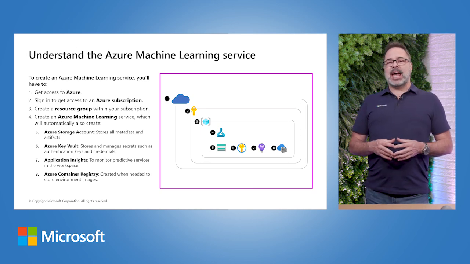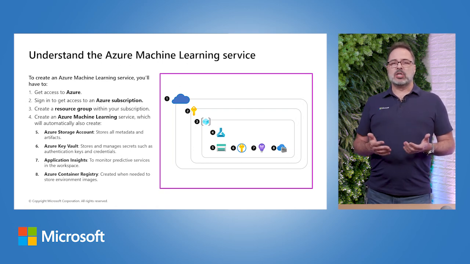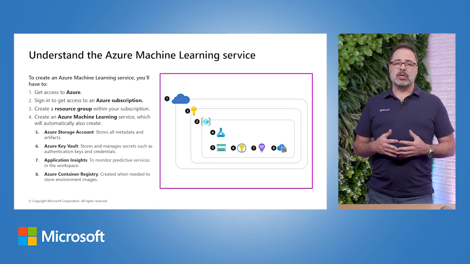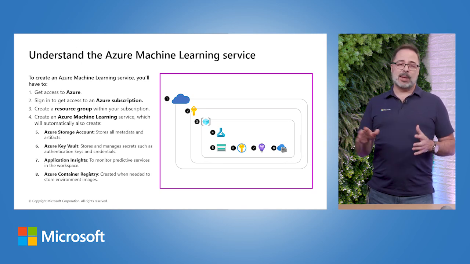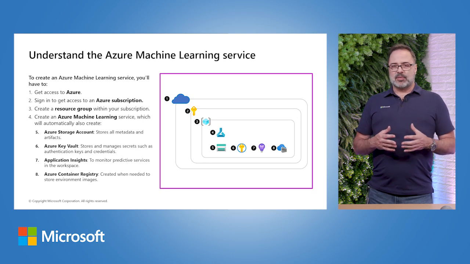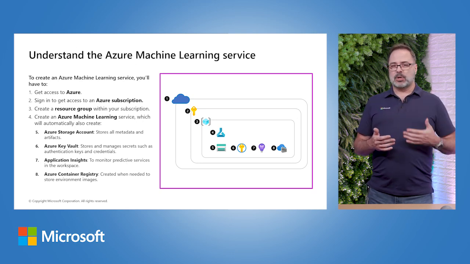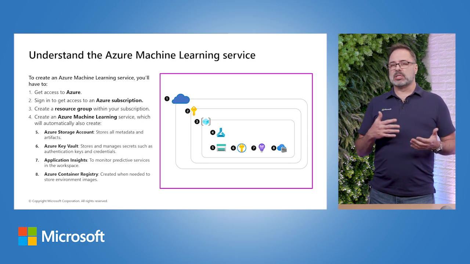We also need an Azure Key Vault. The Azure Key Vault service is used to store secrets, and it's a really common service that we use across Azure to store secrets for lots of other services and applications. With respect to the Azure Machine Learning service, the Azure Key Vault is used to store things like usernames and passwords and connection strings for data sources that we need to connect to.